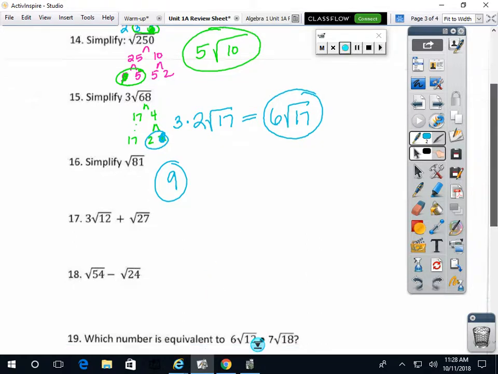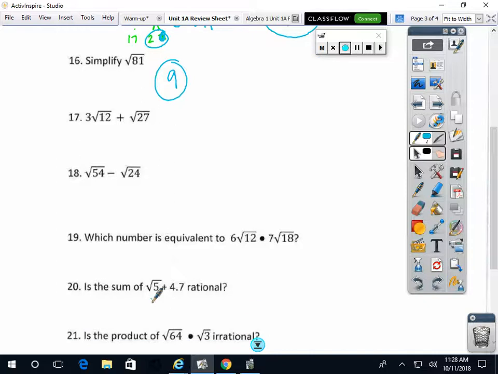All right, number 17. 3 square roots of 12 plus the square root of 27. They want us to add these, but what's the problem? They're not the same radicand. This one has a radicand of 12. This one has a radicand of 27. So we need to try to simplify each one individually and then see if they match.